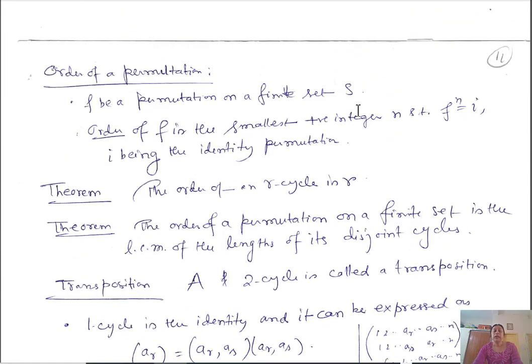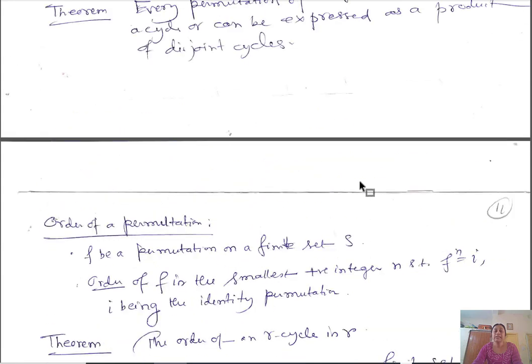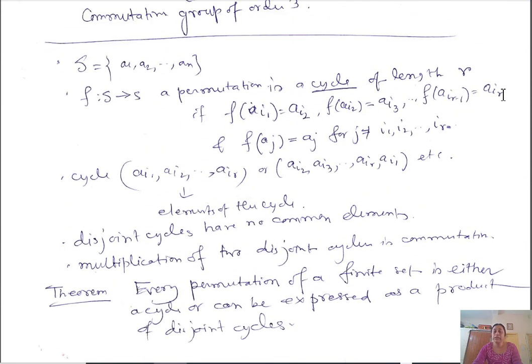So here, order of a permutation f is the least positive integer n such that f^n equals I. That means if you take the composition of f with itself n times, it will give you the identity permutation. And you can show that the order of an r-cycle is r. How do we define an r-cycle? This is the cycle of length r.